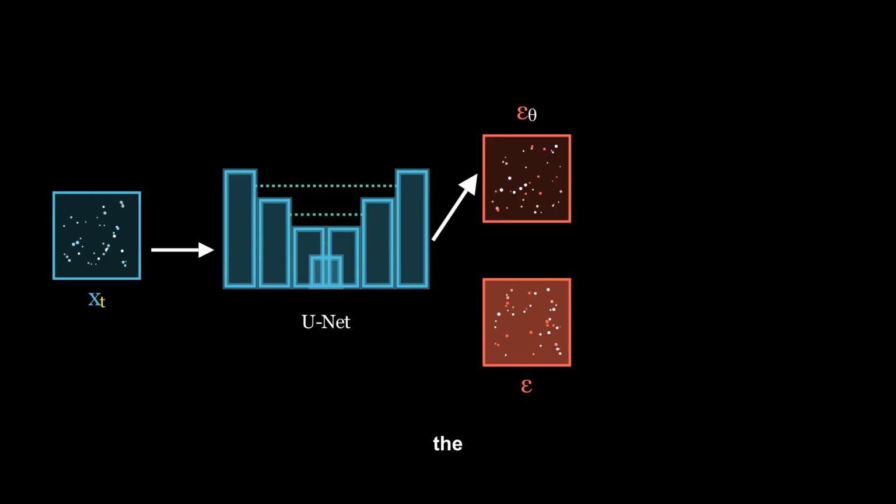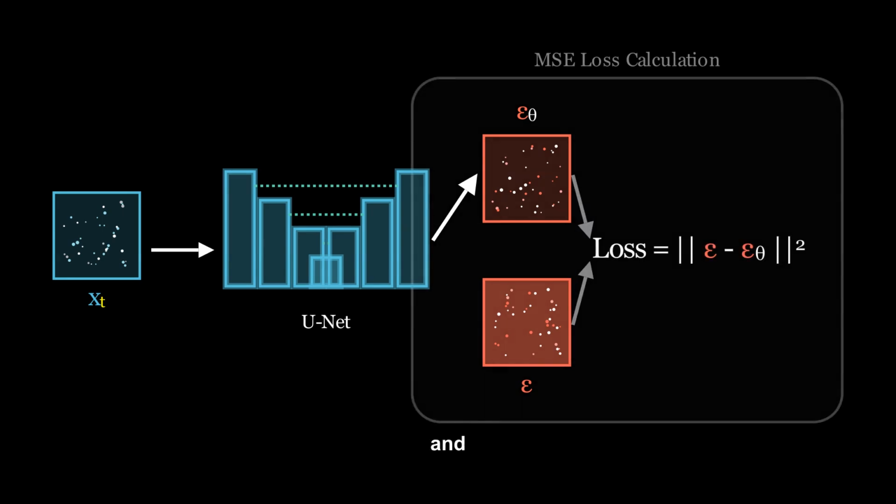We take the actual noise we injected during our fast-forward step and compare it to the noise the network guessed. We calculate the mean squared error between them and update the network. This simplified loss function is incredibly stable, avoiding the mode collapse issues that plague other generative models like GANs.